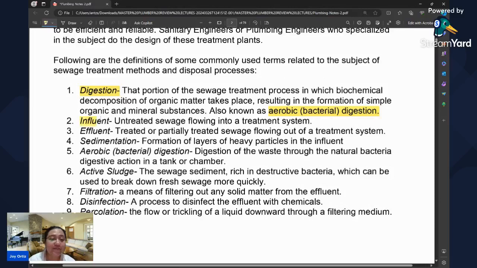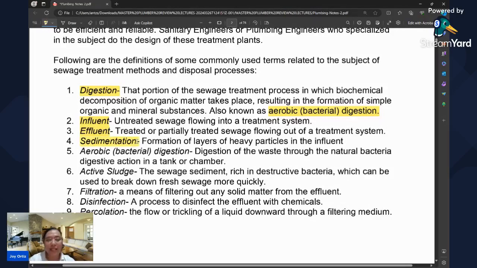Next is the influent. Influent is untreated sewage flowing into a treatment system. And next is the effluent. Influent is different from effluent. Pag sinabi natin influent, that is untreated sewage flowing into a treatment system. Pag sinabi natin effluent, it's the treated or partially treated sewage flowing out of a treatment system.